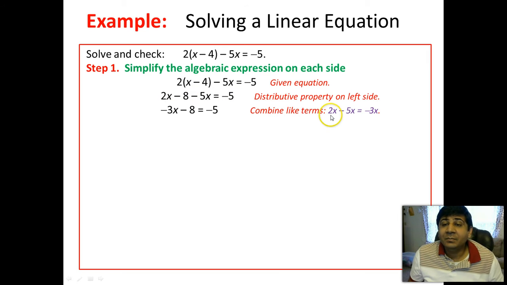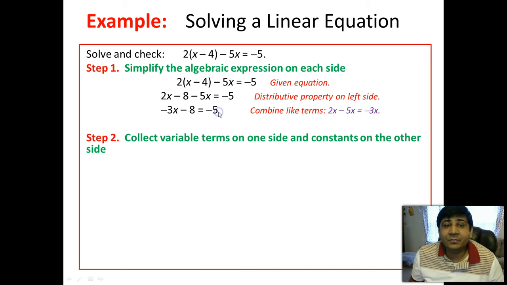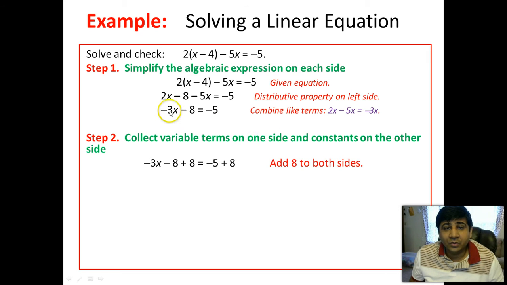Next thing is combine like terms. We have 2x and minus 5x. Combine them, and that will give us minus 3x minus 8 equals minus 5. The next step was to collect all the variables on one side and constants on the other side. There is only one term with the variable here. Move this 8 over, so we will have minus 3x equals 3.